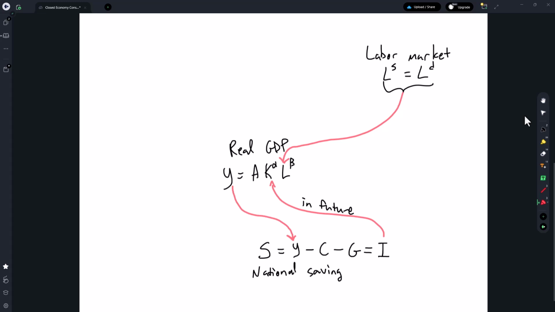Everything that I've written so far are what we call the real variables, variables that are measured in physical units. Number of workers, units of capital, units of goods and services. From here, we can start talking about the nominal variables, and the first one of those is the money supply.